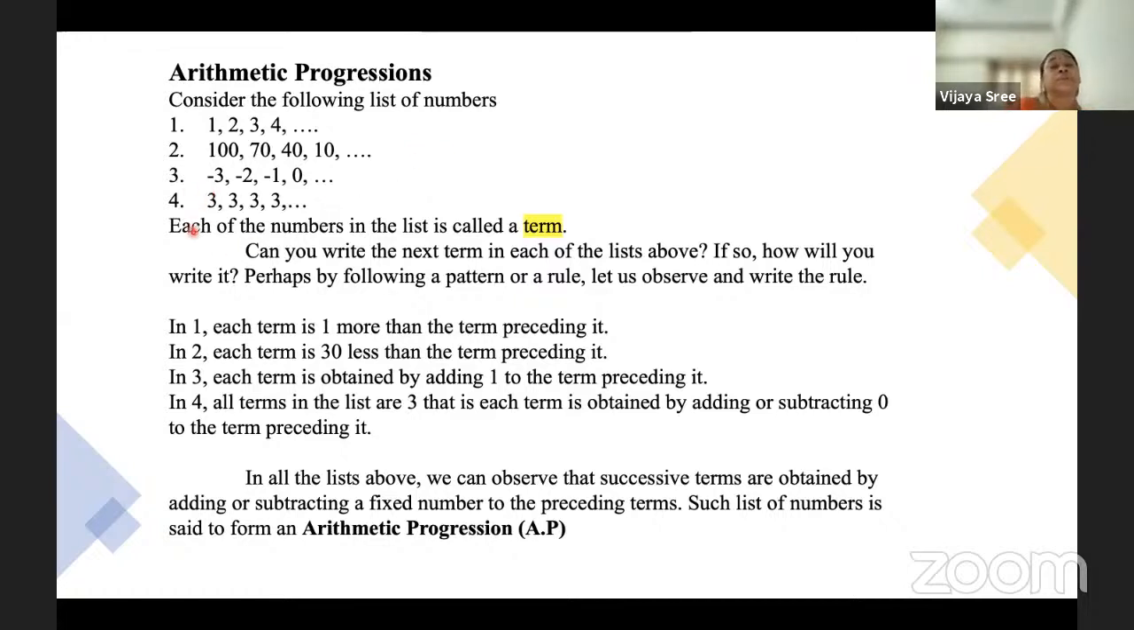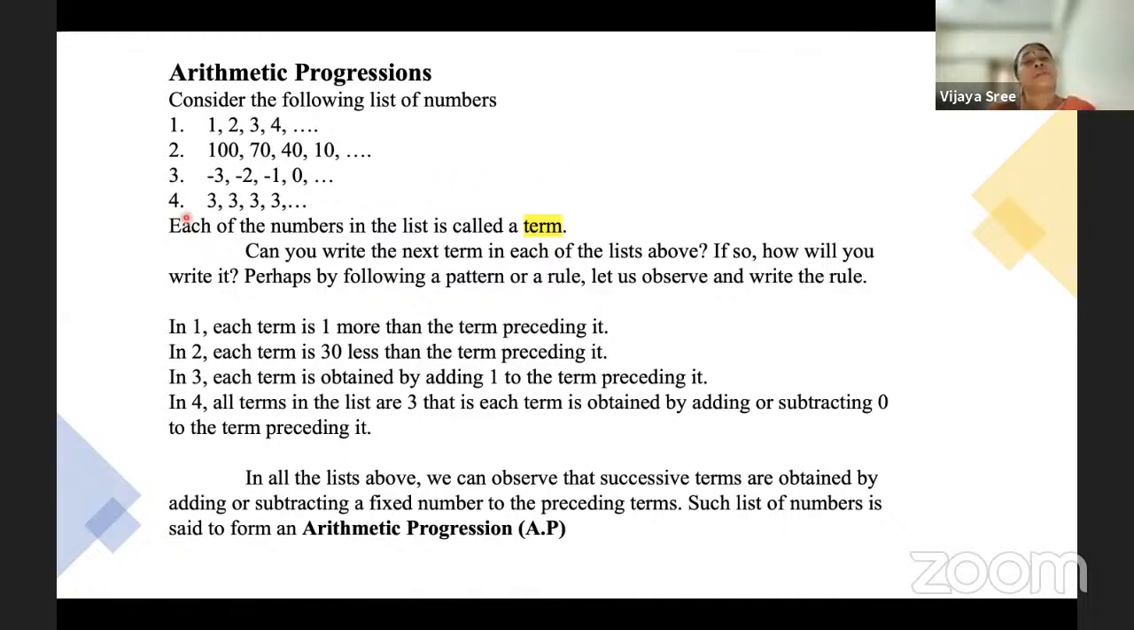So in the third one, each term is obtained by adding 1 to the preceding term. Add 1 to this, you can get this one. Add 1 to this number, we can get this one. So here, minus 3 plus 1, you can get minus 2. Minus 2 plus 1, that is minus 1. Minus 1 plus 1, you can get 0. 0 plus 1, we can get 1. Next, 1 plus 1, you can get 2, 3, and so on.